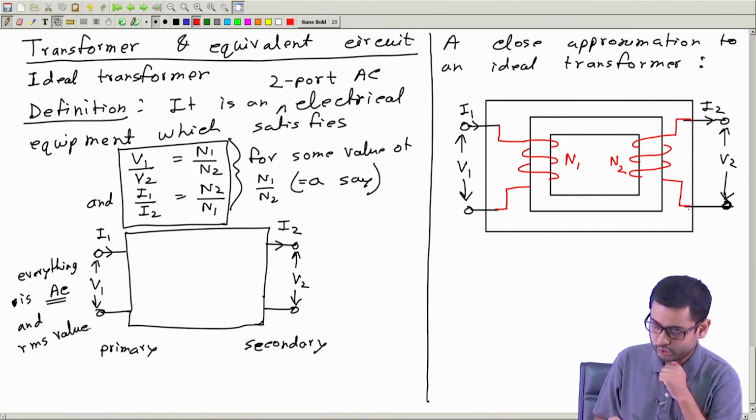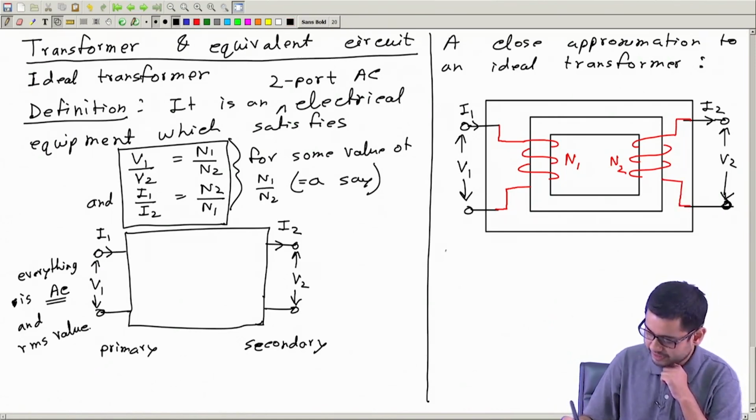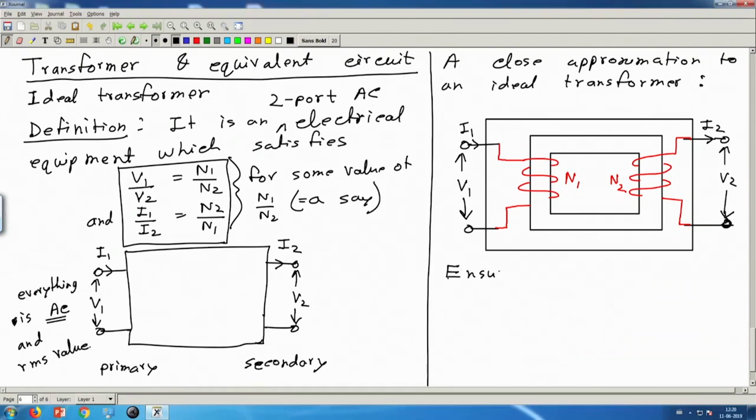Now you have to also ensure a few facts, like zero coil resistance. Zero not possible, that means very small coil resistance. You use very thick conductor, maybe made of gold. Zero is not possible, so as small as possible.